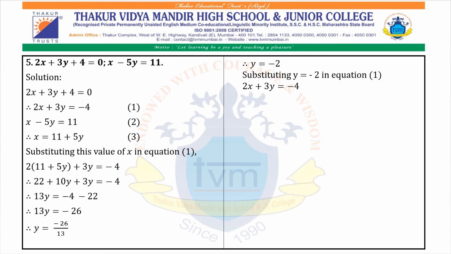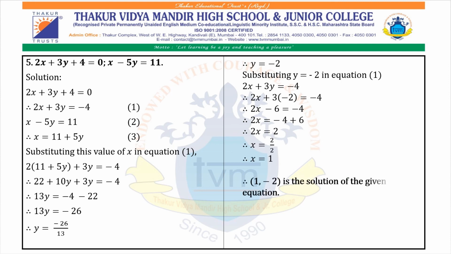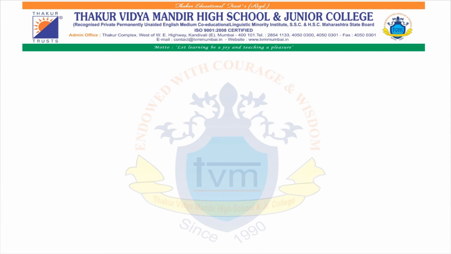Now this value we are going to substitute in equation 1. So 2x plus 3y is equal to minus 4. So 2x plus 3 into minus 2 is equal to minus 4. Therefore 2x minus 6 is equal to minus 4. Therefore 2x is equal to minus 4 plus 6. Therefore 2x is equal to 2. Therefore x is equal to 2 upon 2, that is 1. Therefore 1 comma minus 2 is the solution of the given equations.